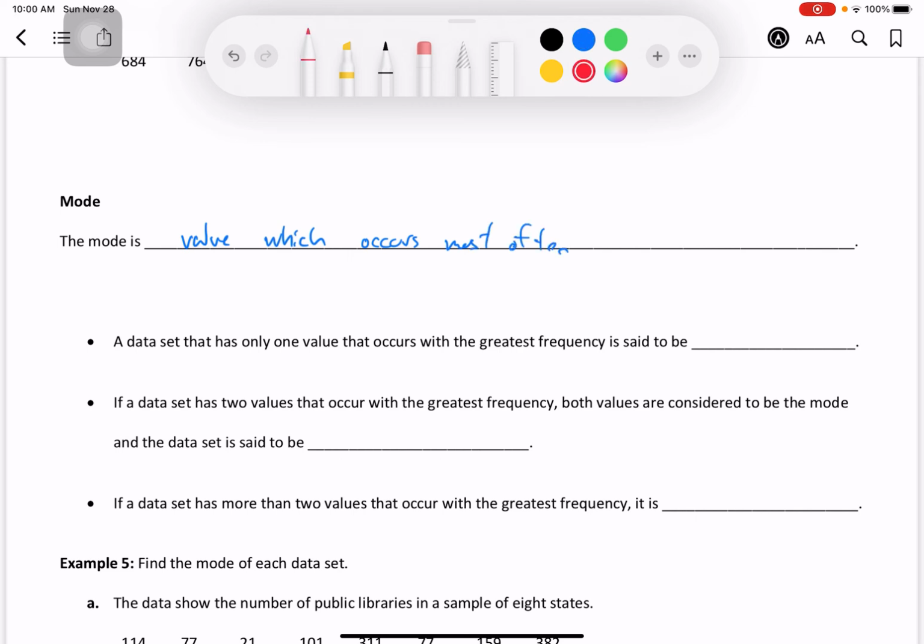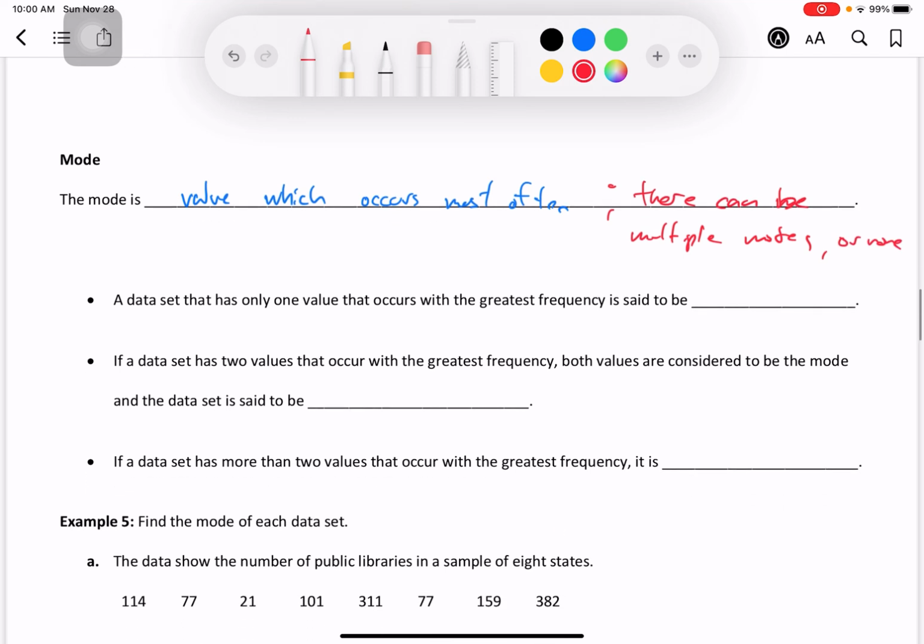Okay, keep in mind, there can be multiple modes. There can be multiple modes. Or there can be none in any data set. If the data set only has one mode, it's said to be unimodal.